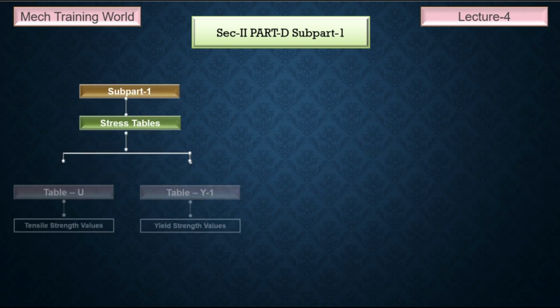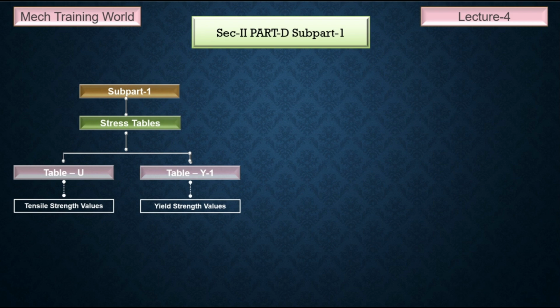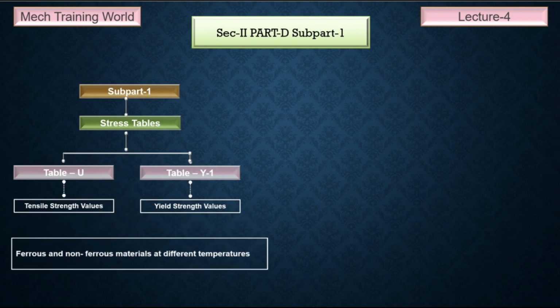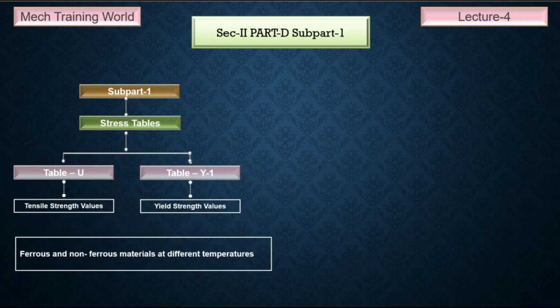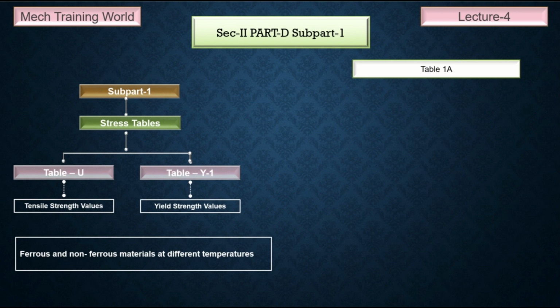Next one, you have table U and table Y1. I already informed you. Table U refers to tensile strength values and table Y1 gives you yield strength values at different temperatures for both materials, ferrous and non-ferrous materials. So let's see what is exactly in these tables, guys. For example, if you take table 1A, what you will find in the table? You will find chemical composition.